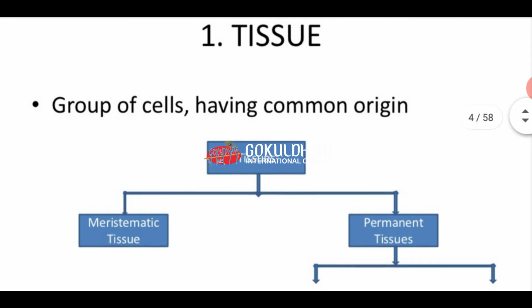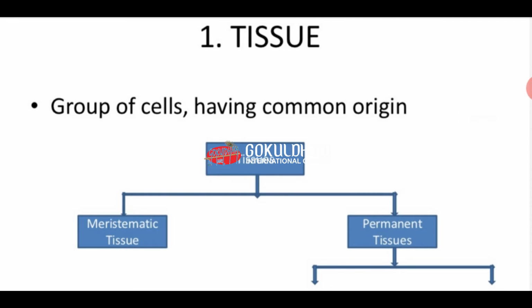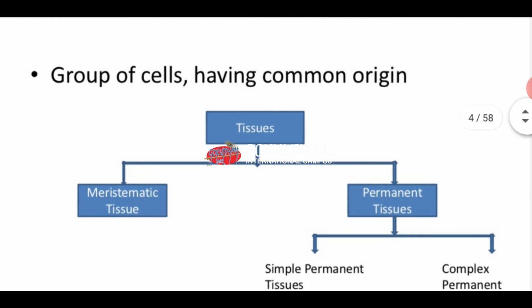So the first thing is tissue. So what is tissue? Tissue is a group of cells having common origin and function. So what is the tissue? Tissue is the group of cells which have a common origin and a similar function, or a particular function.